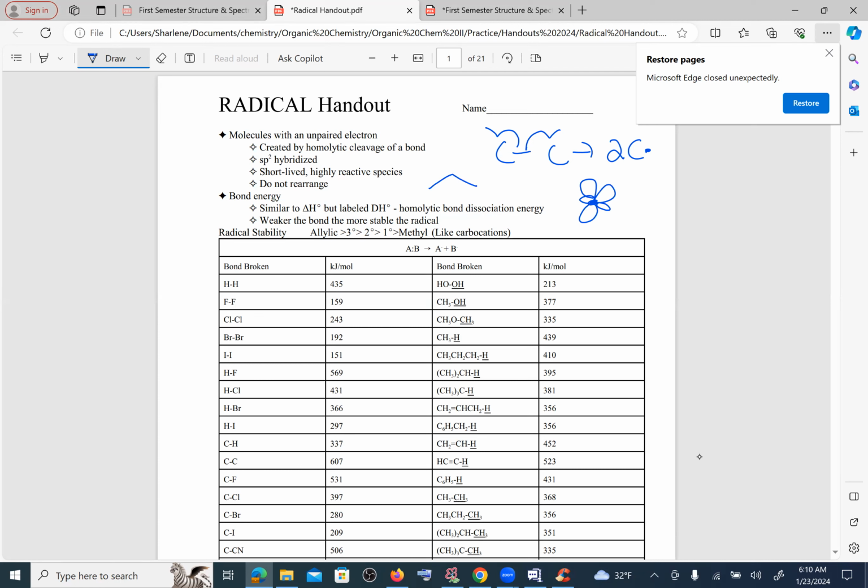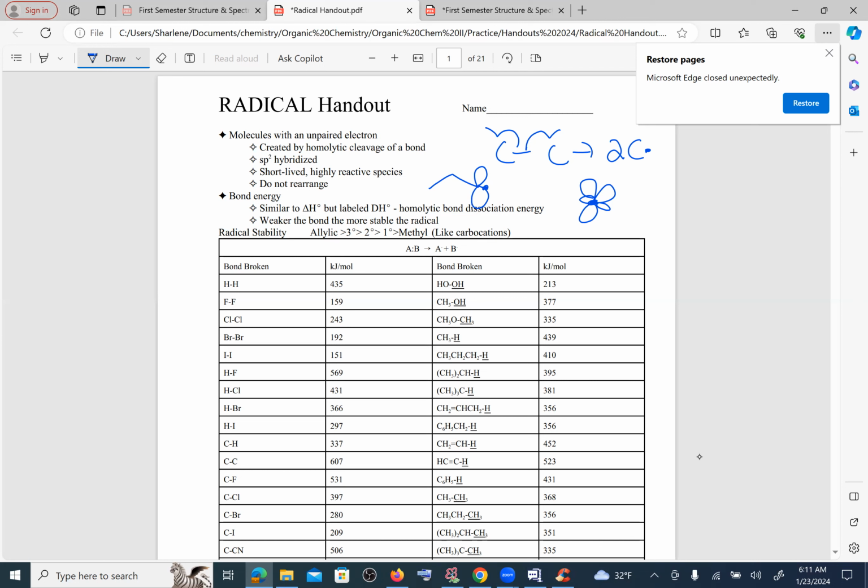So for instance, if I make this radical right here, this primary radical, it's in an sp2 hybridized orbital, but it does not rearrange to go and make the secondary radical. That's the nice thing. They don't just swap. But the bad thing is they're so reactive that you would probably get that product anyway.